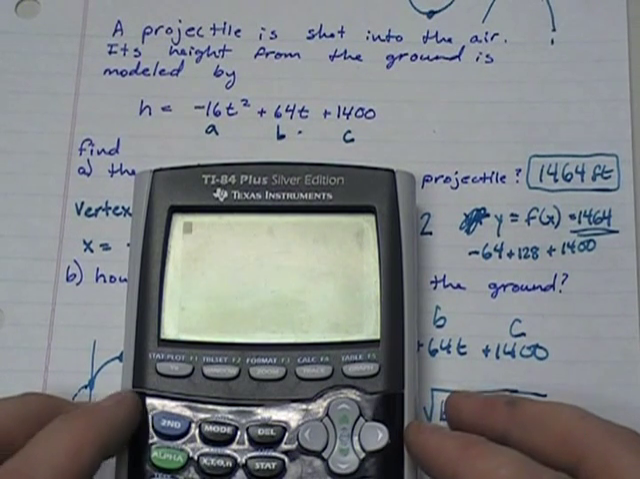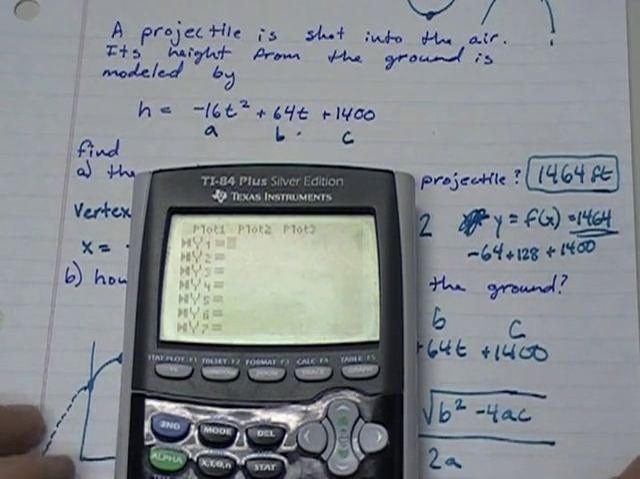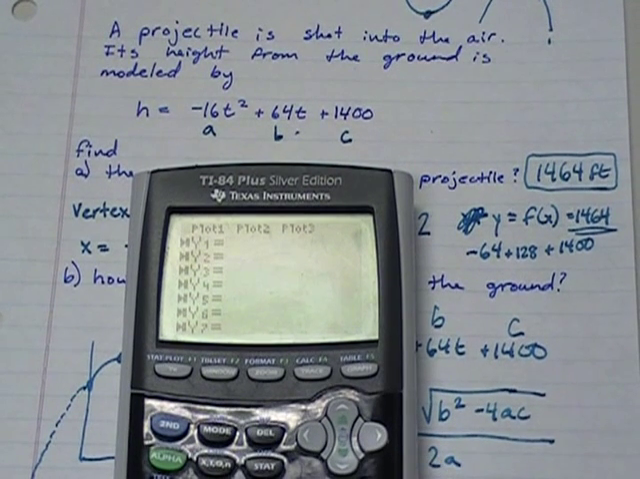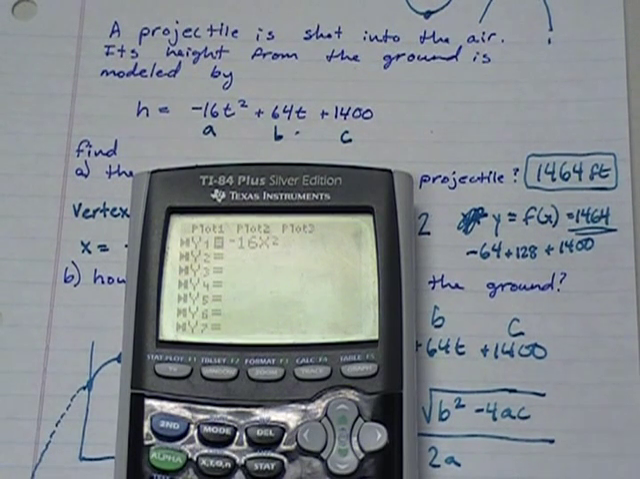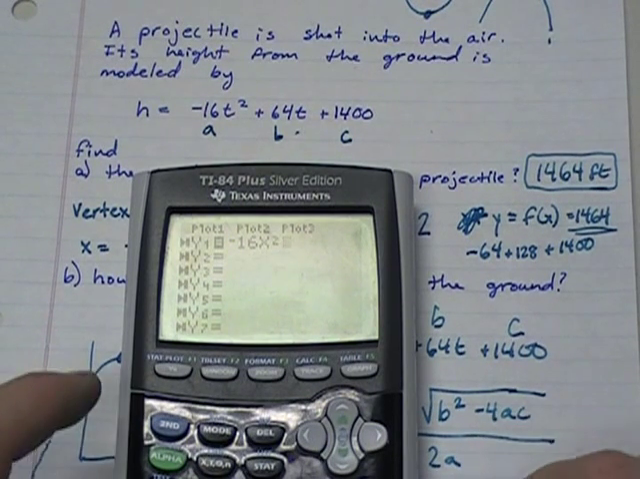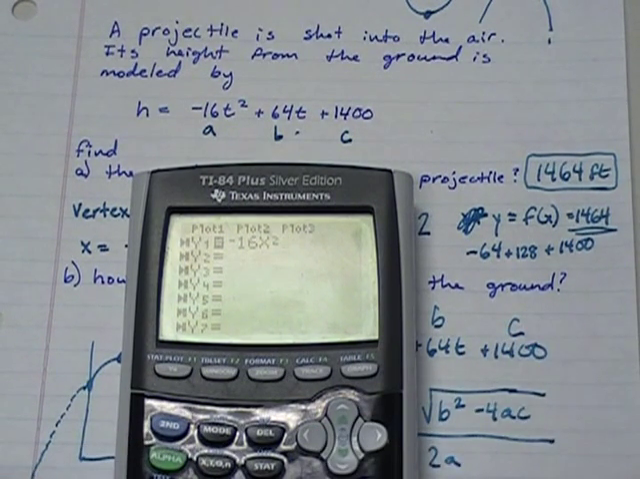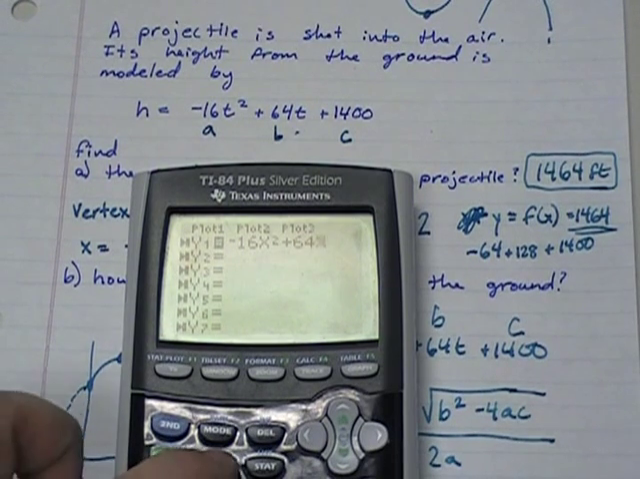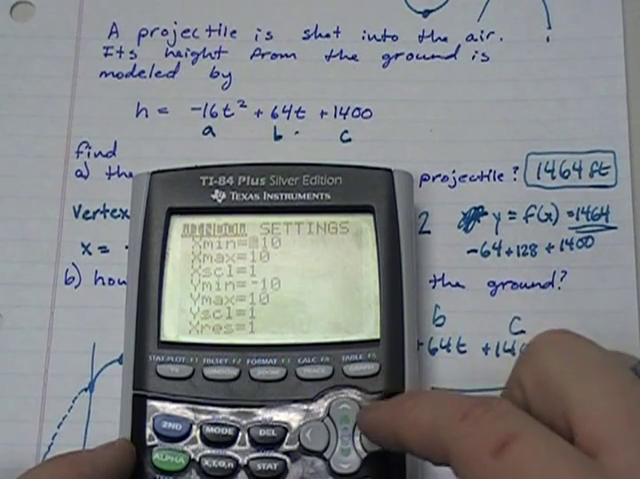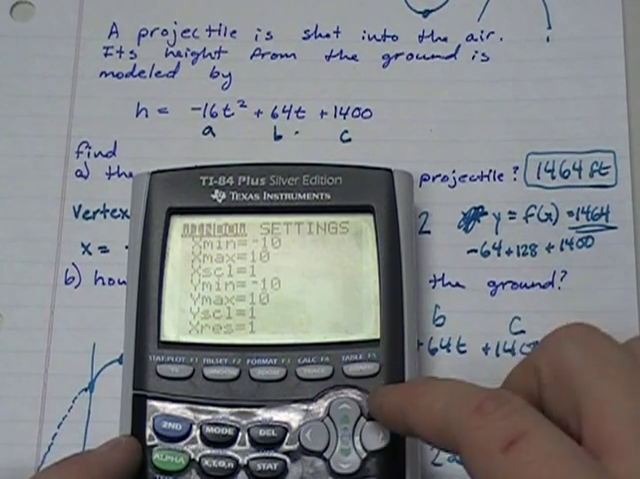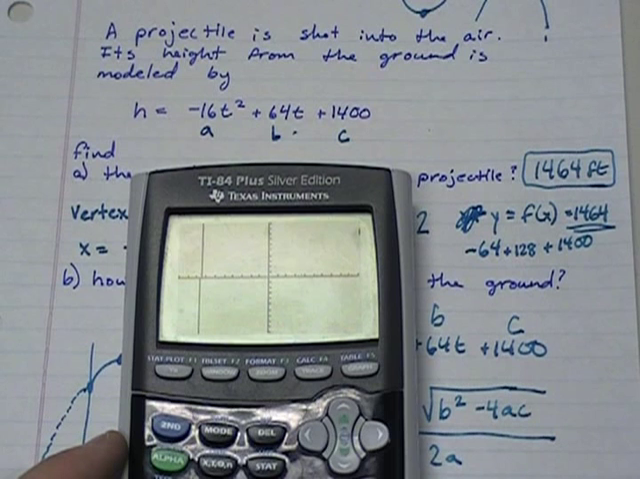The first thing you would do is go to y equals. And when you go to y equals, you're going to type in your equation, negative 16. Instead of t, we're going to use x because we don't have a t key on here that would work as an independent variable. And then plus 64x and then plus 1400. Our window, we'll just leave that as a standard window and we'll hit graph.